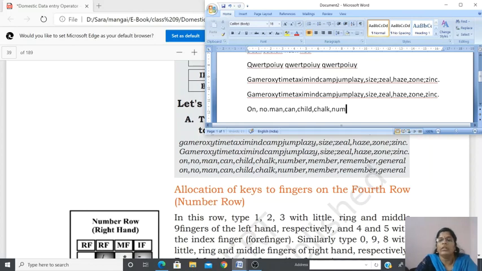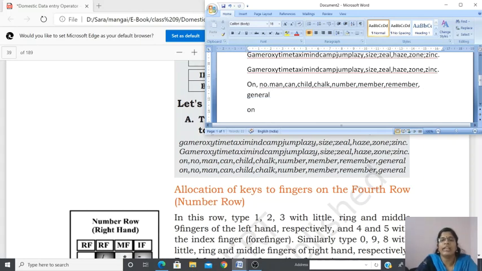Number, then member, then remember, then general. Likewise, you have to write. Next line again: on, comma, no, comma, man, comma, can, comma, child, comma, chalk, comma, number, comma, member, comma, remember, comma, general.